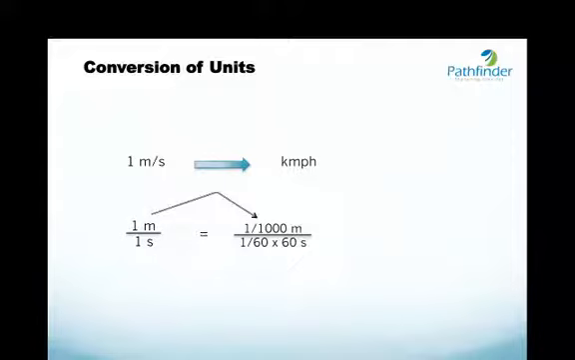So you can see there 1 meter is equal to 1 upon 1000 kilometers and 1 second is equal to 1 upon 60 into 60 hours. Which brings us to the value 1 meter per second is equal to 18 upon 5 kilometer per hour. So we just now saw how to convert from one unit into another, because this would be required off and on in solving questions of time and distance.